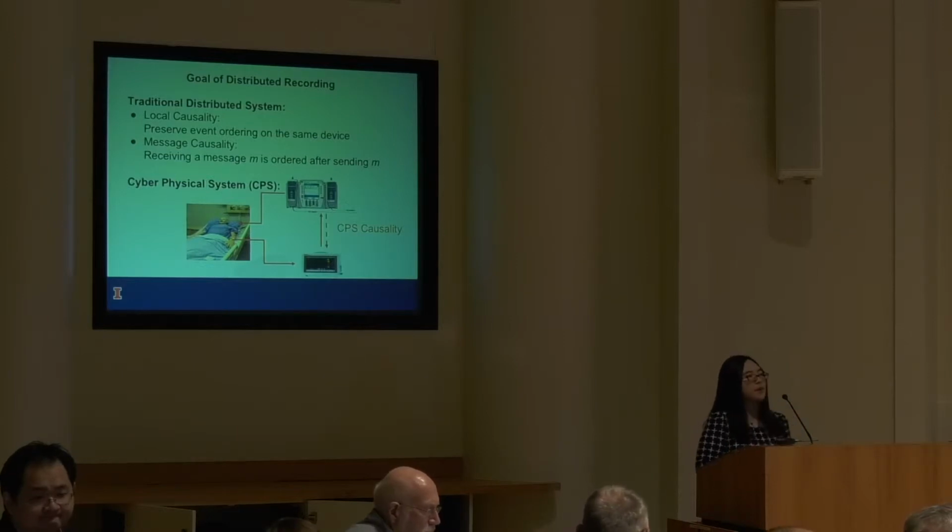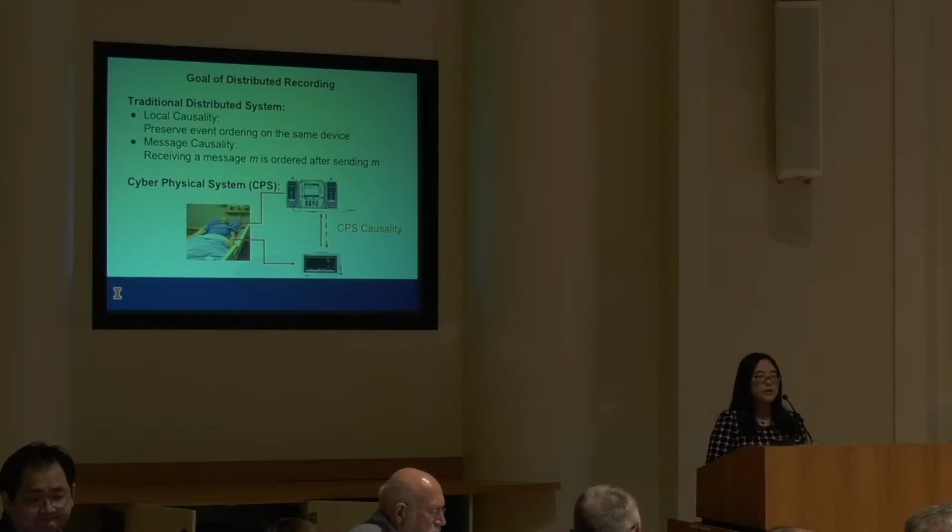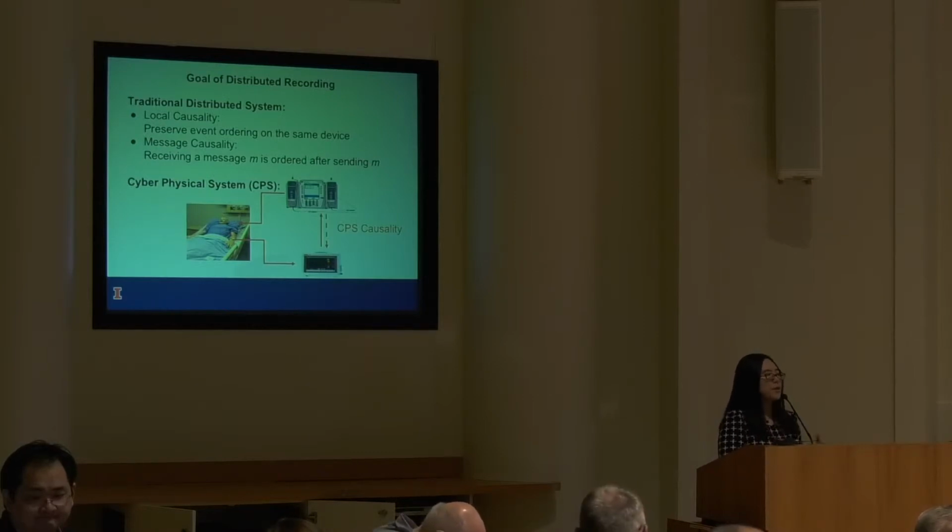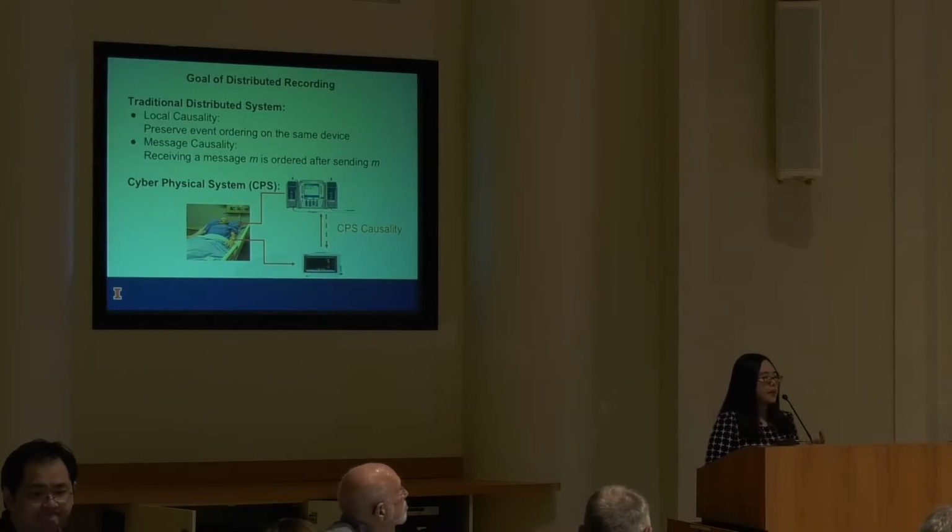So first, let's look at recording. The goal of distributed recording is to preserve the causal ordering of events across devices. In traditional distributed systems, there are two types of causality. For local causality, we want to preserve event ordering on the same device. That is, if event A happens before event B on a single device, then in the recorded events, event A should appear before event B. Another type of causality is message causality. That is, the receiving of a message should always happen after the sending of that message in the recorded logs.